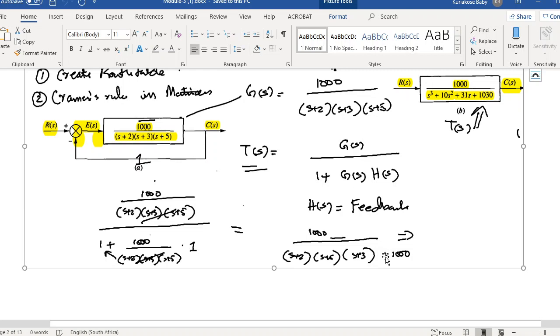This is something that you can try. When you do the calculations, you will see that you have reduced the block, you have got rid of the feedback loop, and you end up with the input, the output, and the closed loop transfer function, which is 1000 divided by s cubed plus 10s squared plus 31s plus 1030.